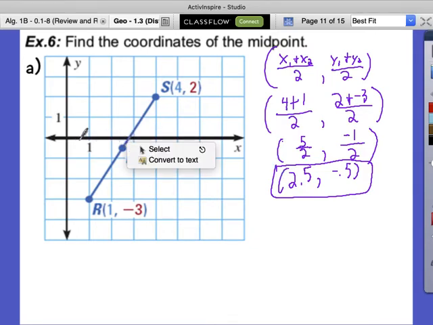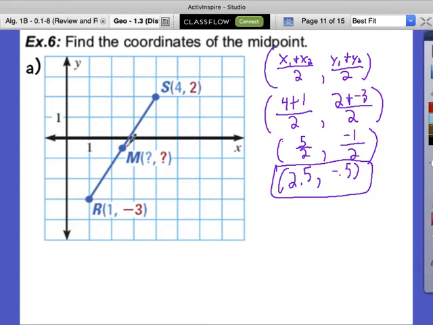Yeah. And this is 0, this is negative 1, negative 2. Is this halfway between 0 and negative 1? Yeah, so that's negative 1/2. So is that our midpoint? Totally is. So all you have to do is average the x's and average the y's.